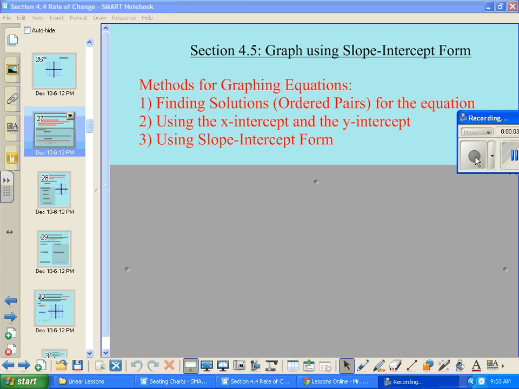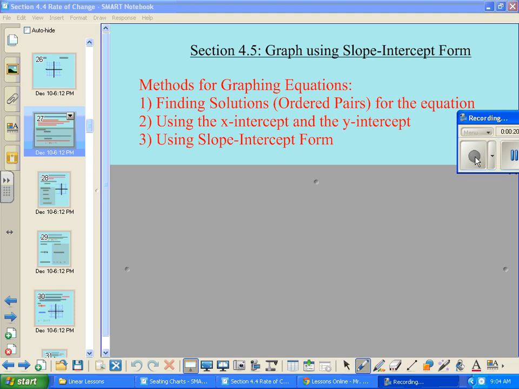Today's lesson is on section 4.5, graphing using slope-intercept form. I've been referring to this form earlier in the chapter so that it would set up for this particular section. Once we start graphing with this method, this will probably be the easiest method we know to graph, as long as the equation is set up right.